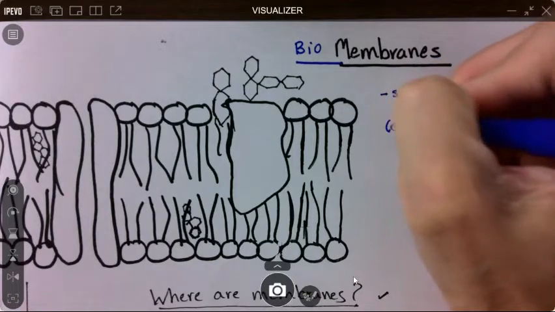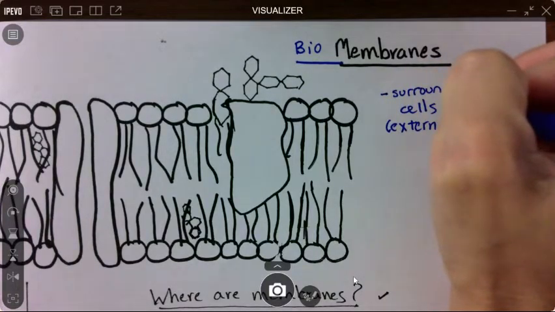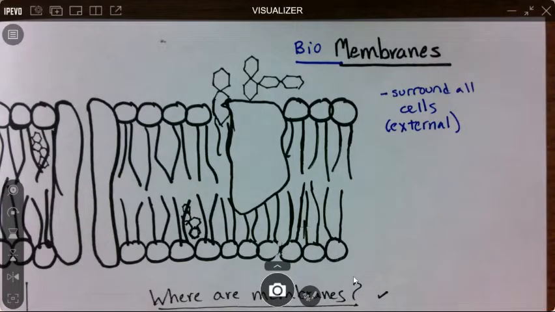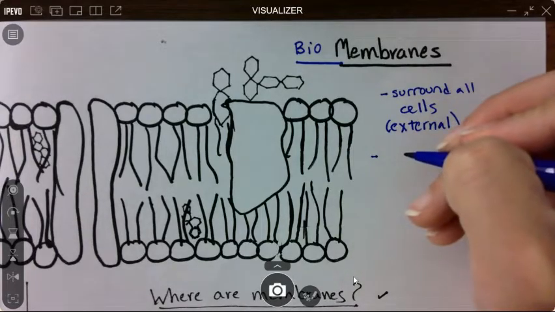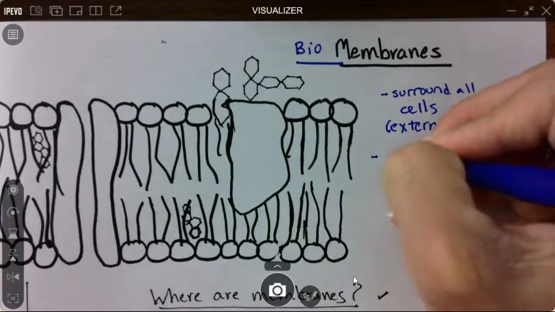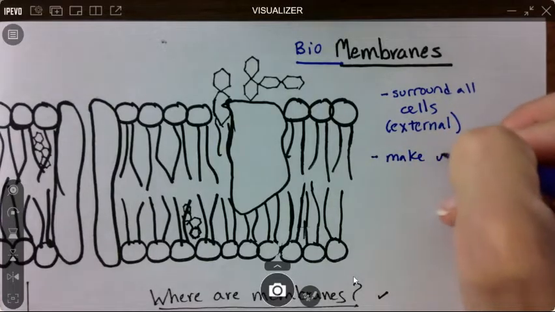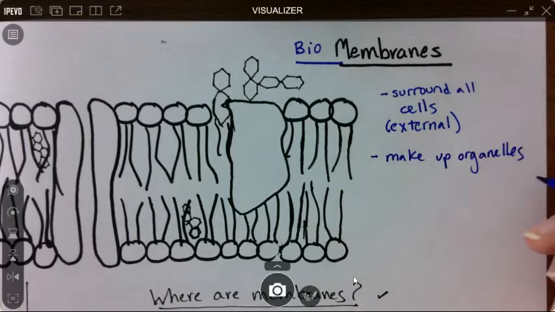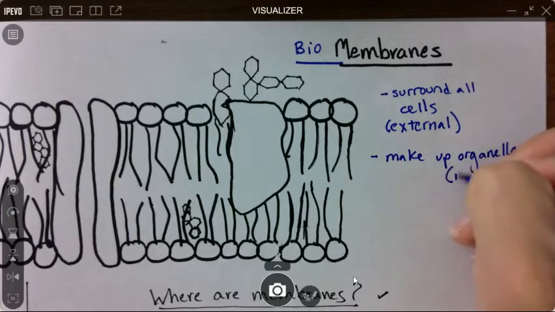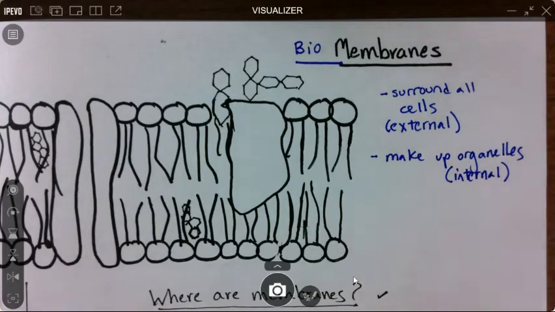And we're talking about external membranes that surround all cells. All living organisms have biomembranes on the outside. And then some living organisms create membranes internally, and they make up organelles. So in eukaryotic organisms, we have organelles, which are made up of internal membranes, creating compartments and compartmentalization that allows for specialization inside the cell, right?